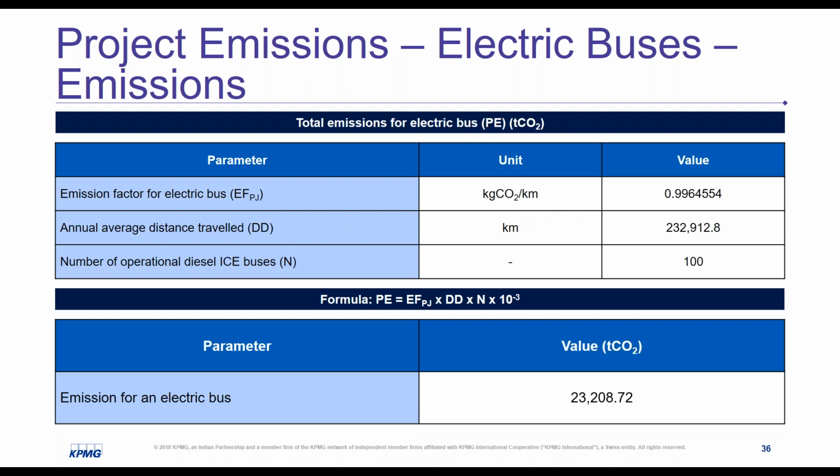So we have estimated the emission factor. Then we've looked at the annual average distance traveled by the electric bus, and we've looked at some of the operating diesel-based baseline buses. So the emissions from an electric bus have also been estimated. So we've estimated the emissions from the baseline bus, then the emissions associated with the grid and thereby the electric bus. If you move on to the next slide.